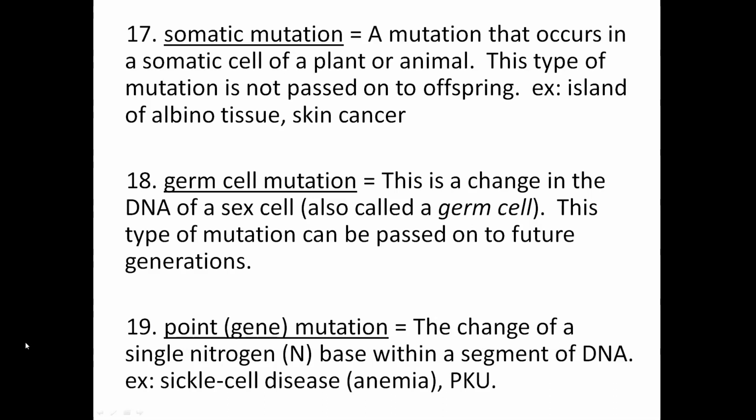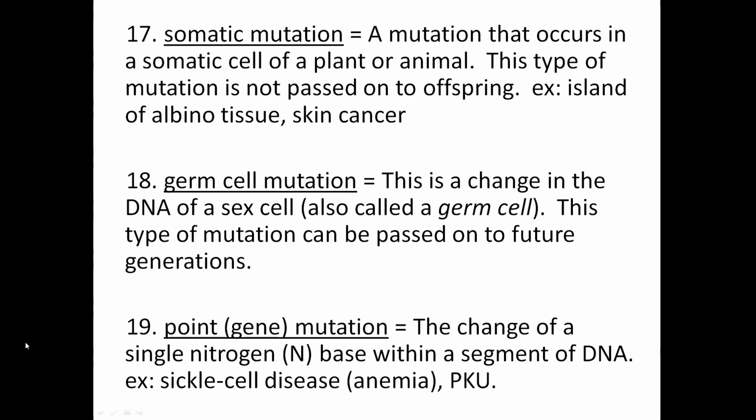Number 18, germ cell mutation. Germ cells, that's another name for your gametes. So if the mutation happens in a gamete, in the sperm or in the egg, that mutation would be able to be passed down to future generations.